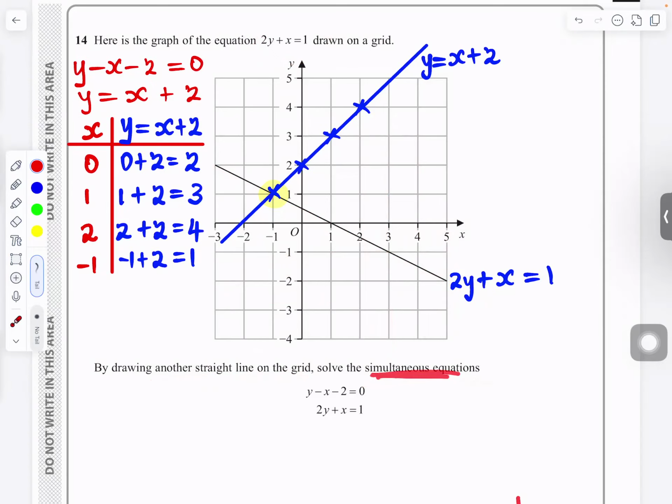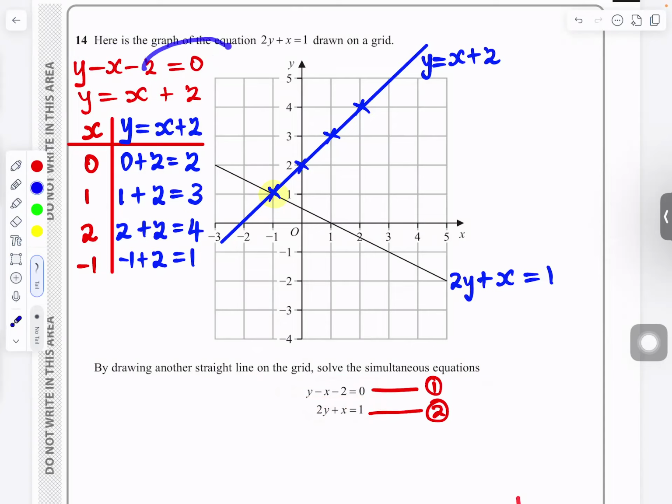Simultaneous equations means these two equations. They are called simultaneous equations because there are two of them, number 1 and number 2. Two equations we want to solve. Now, we've drawn number 2. We want to draw number 1. To draw line number 1, equation 1, we first of all arrange it. So we have, if you look at the top there, y minus x minus 2 equals 0.